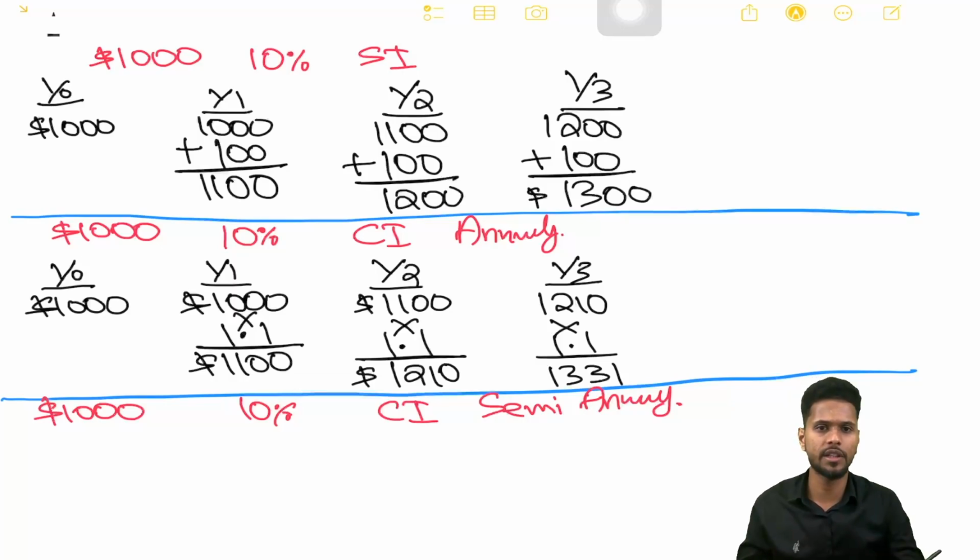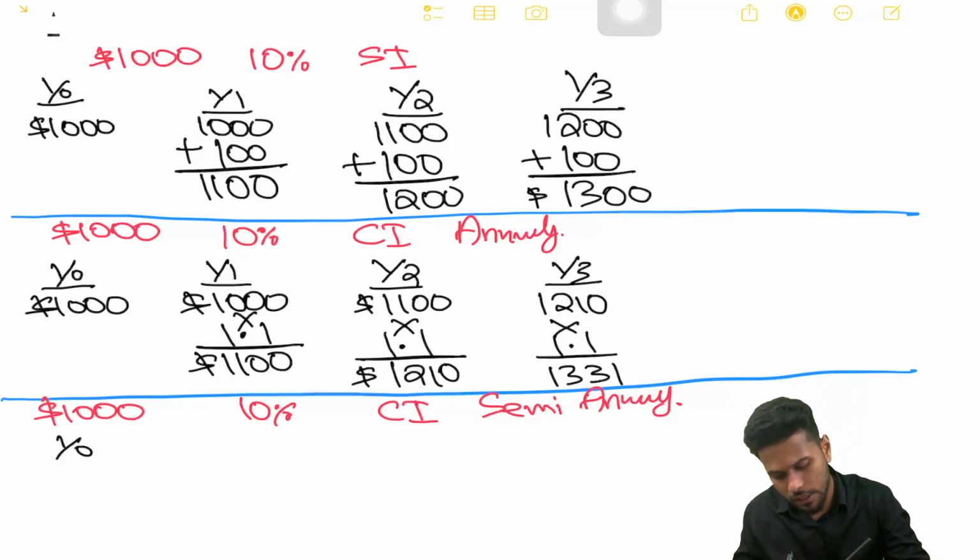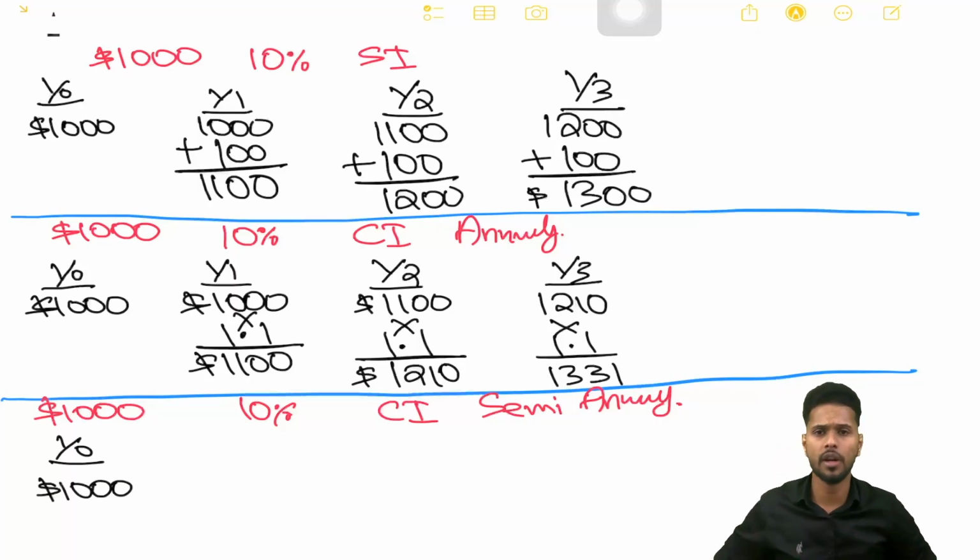So first, you are depositing the $1,000 today in a bank. Today is represented by the starting point, the present. That is represented by what? Year 0. In Year 0 you have $1,000. In Year 0 you are depositing $1,000.